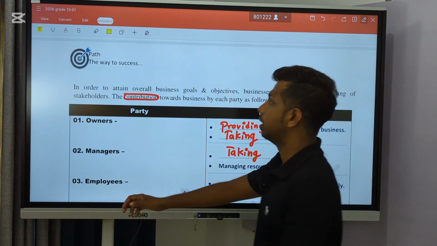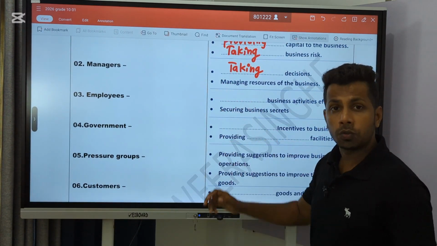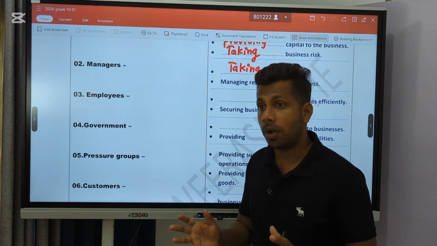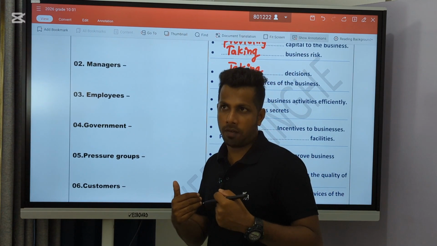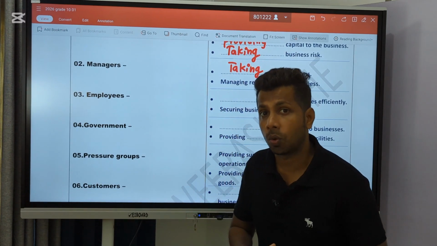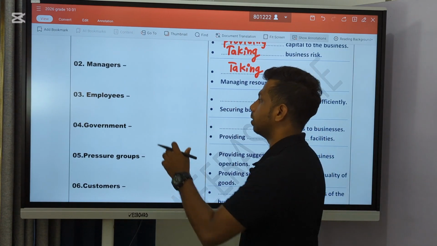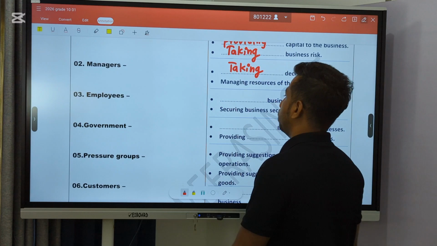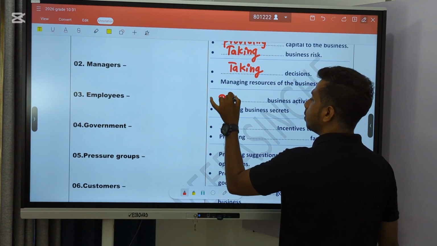Now we can shift to the next one, that is employees. What are the contributions of employees? What do they do? Now, repeating again and again, dear children, you have to identify the contributions. So as a reason for the business to have an interest in its stakeholders, we need to talk about contributions of stakeholders. So now, what does an employee contribute, dear children? They perform routine activities. Isn't that a contribution?